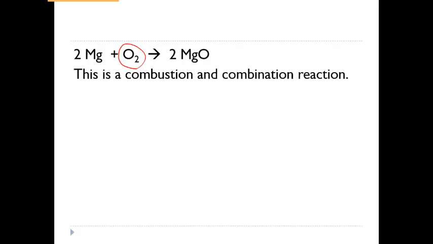Here's an example of a combustion reaction. This doesn't involve a hydrocarbon, but it is reacting with oxygen, so because of that, it is a combustion reaction. It's also an example of a combination reaction because you can see that you have two elements being combined together into one product. We mentioned a while ago that some equations can fit into more than one category, and this is an example of that.